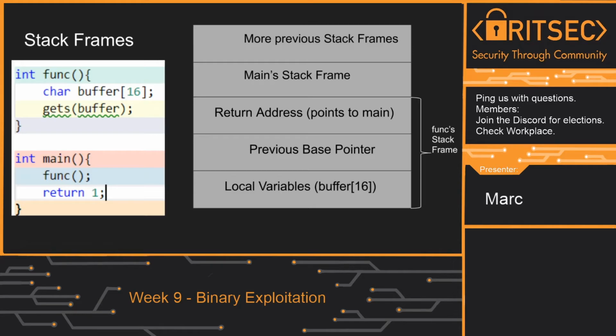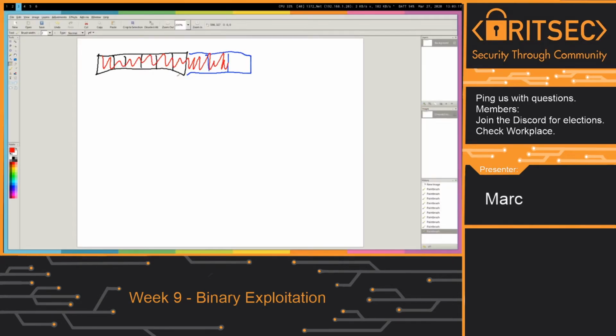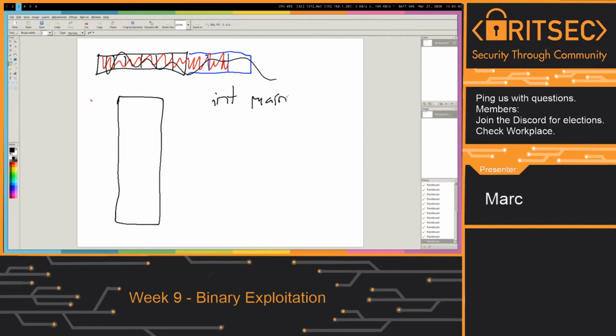But how it's organized is that every single function gets its own stack frame. So let's say, I'm just going to use the pen anyway. That'll be fine. There we go. So ignoring this, here's our stack. And we have a function, int main. And then we have another function, let's call it func. Why not?